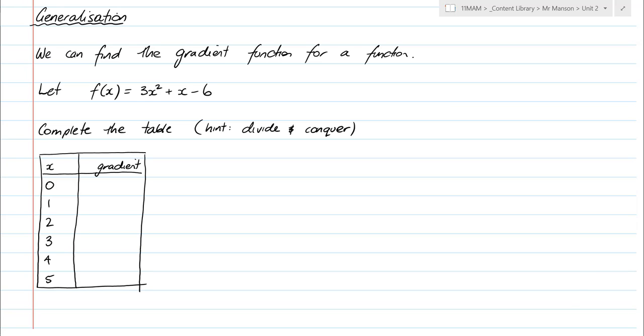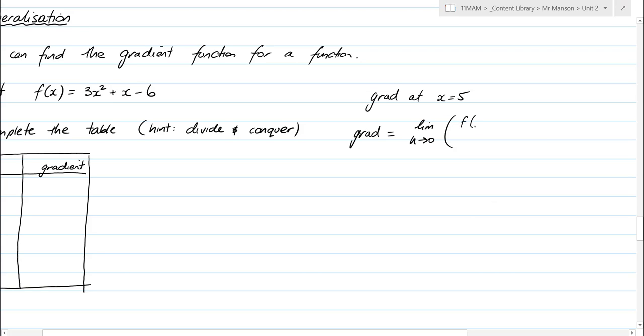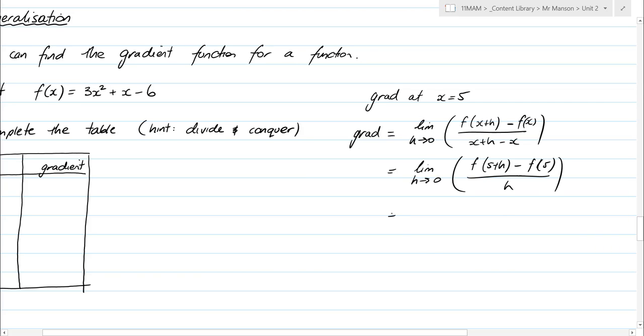5. I'll do 5. So I want to find a gradient at x equals 5. So my gradient will be equal to the limit as h goes to 0 of, there's my function there by the way, f of x plus h minus f of x over x plus h minus x. Do you see that the first line of my working is the same every time. I'm finding the gradient at a point this time though, so I know what x is. X is 5. My denominator cancels out nicely again, as always, the limit as h goes to 0 of f of 5 plus h minus f of 5 over h, and then I substitute in my numerator.